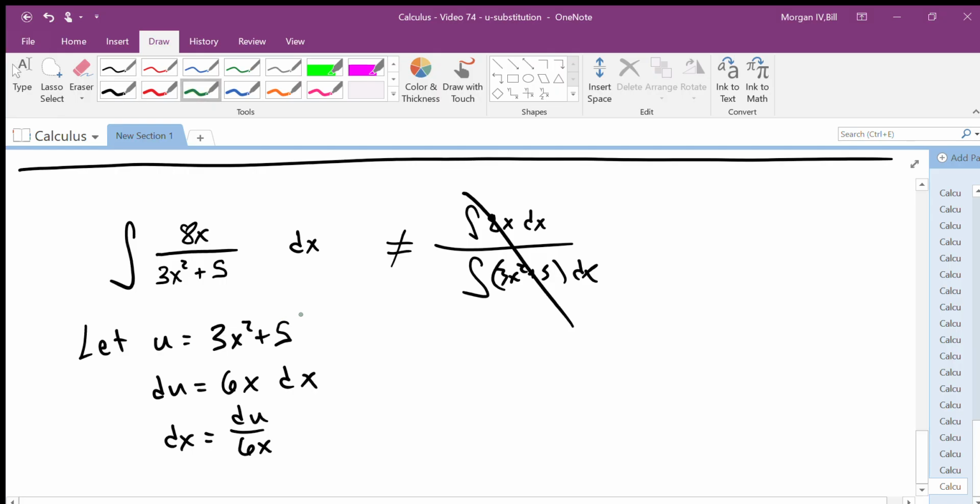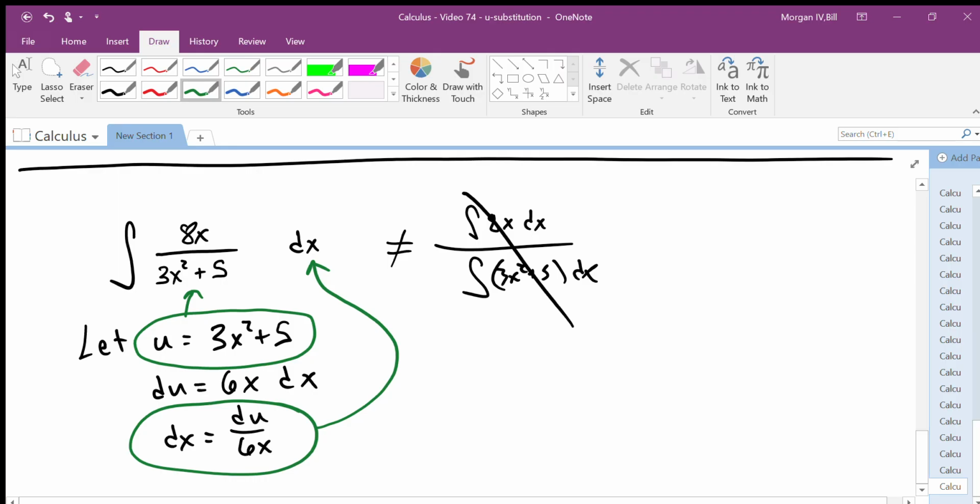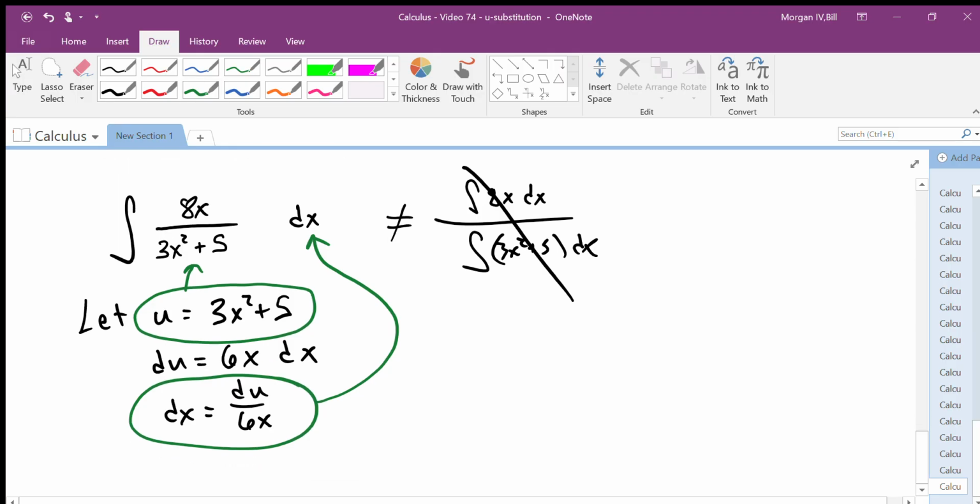And so I'm going to take this u equals 3x squared plus 5. I'm going to replace 3x squared plus 5 with u. And I'm going to take this dx equals du over 6x and replace that dx with du over 6x. Should look something like this. The integral of, I'm going to leave the 8x for now, divided by 3x squared plus 5, that's just going to become u. And dx becomes du over 6x.